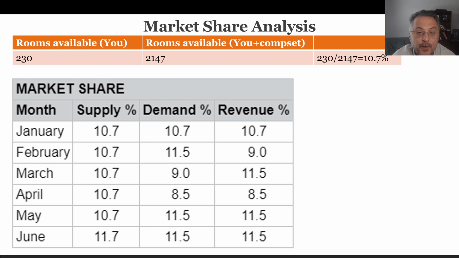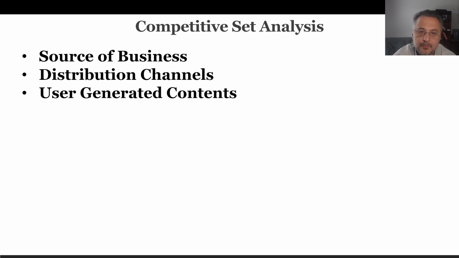Okay, the following month, in March, they still have the same supply but lower demand share and higher revenue. So without much information, most likely, considering February, they raised their prices in March, which means fewer rooms sold, but even with fewer rooms sold, they were able to increase their revenue. And please be sure to read more examples in the book.